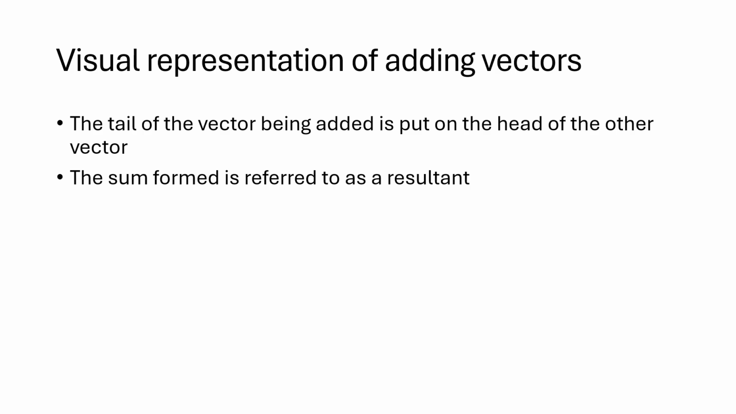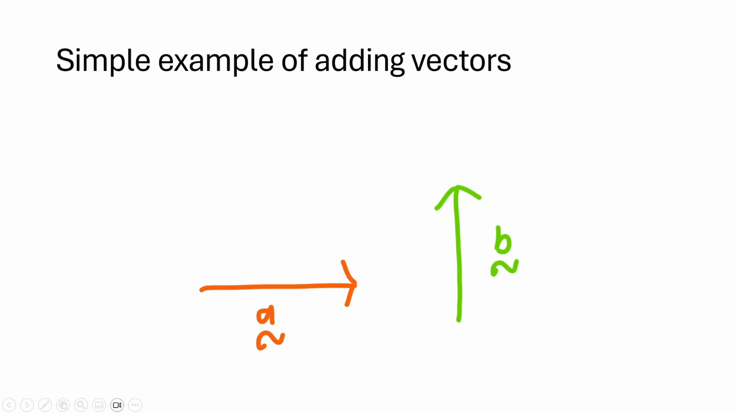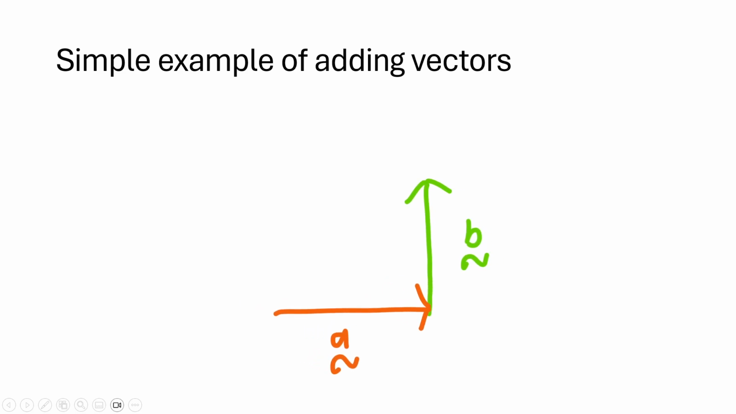So what does the visual representation of adding vectors look like? Well, we can put the tail of the vector being added onto the head of the other vector, and then the sum formed is referred to as the resultant. So here we're adding vector b to vector a. We put the tail of vector b onto the head of vector a, like this, and the resultant will go from the tail of vector a to the head of vector b.